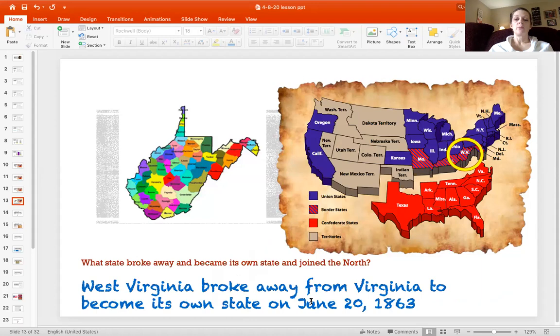West Virginia broke away from Virginia to become its own state on June 20th, 1863. And you can see that right here. And for those of us in West Virginia, it is very important to realize that this was the birth date of our state. This is when, during the Civil War, we were able to accomplish breaking away from Virginia. There were a lot of differences between Virginia and West Virginia, just like there were a lot of differences between the North and the South.